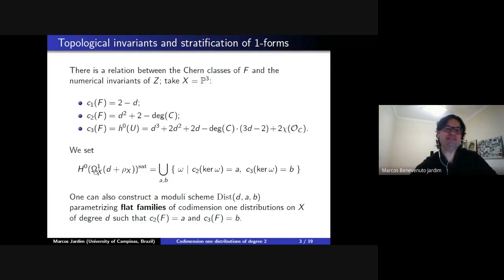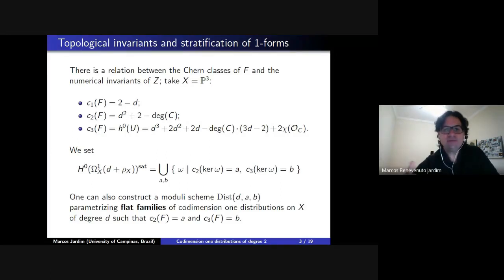And then I'm going to define this subset here of the space of saturated one forms. So this set here, I mean the open subset of saturated one forms in this vector space here. And I can break this down according to these numbers, the Chern classes of the kernel sheaf, the second and the third Chern classes of the kernel sheaf. And it turns out that these sets here are moduli schemes. So they are quasi-projective varieties.